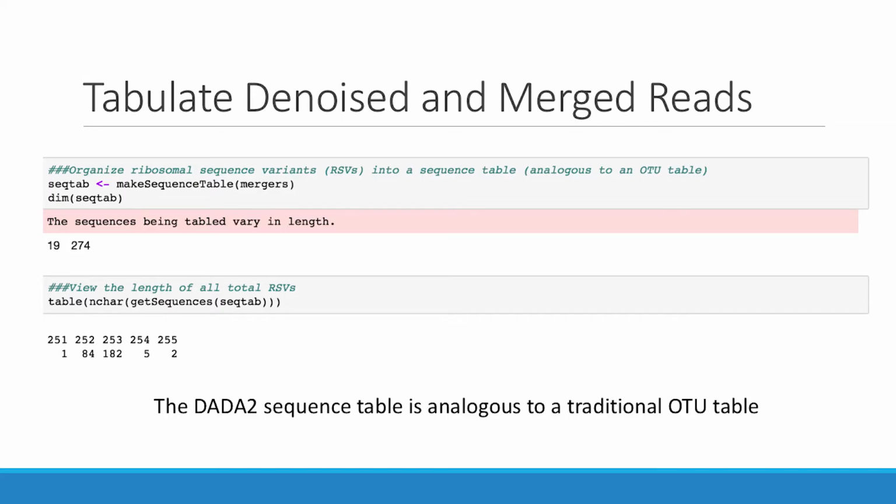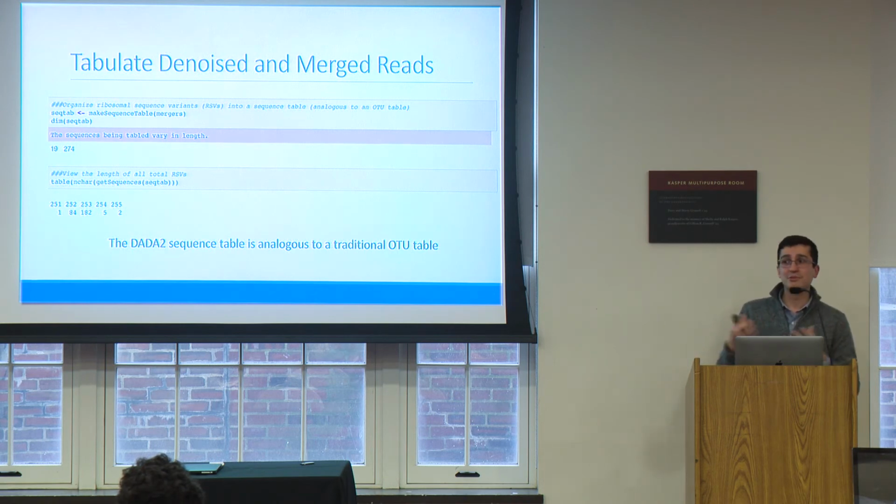So now that you have your merged forward and reverse reads, you can create a sequence table with the make sequence table command. You can see the breakdown of the size of these amplicons. On the top row is the size of the merged read, and on the bottom is the frequency. So for example, 182 sequences are 253 base pairs in length. This output, the sequence table, is the most analogous thing there is to an OTU table in DADA2. It's a technical thing, but they don't like to call it an OTU table. They prefer to call it a sequence table or a table of sequence variants, something along those lines. But you can essentially treat it the same way as you do a regular OTU table.